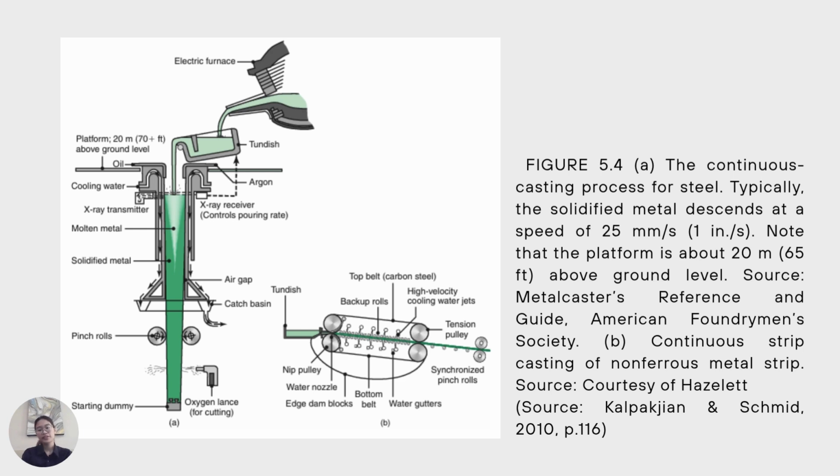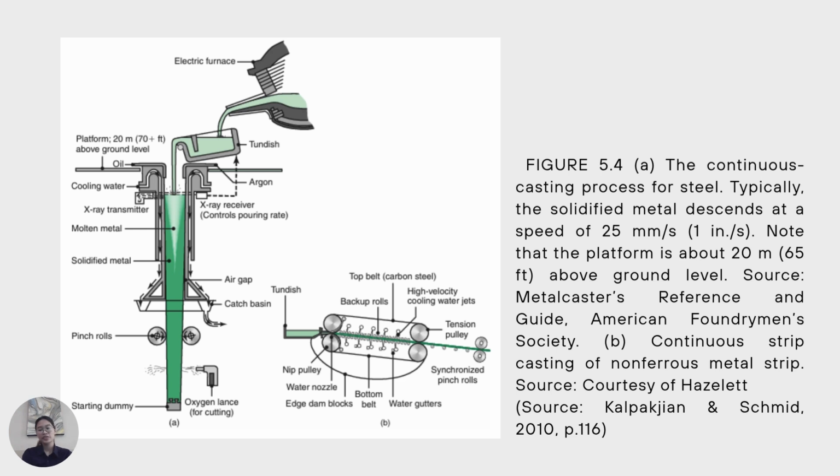On the right-hand side of the figure, we see additional equipment such as backup rolls, suction pulleys, and synchronized pinch rollers, which ensure the strand moves smoothly without cracking or bending. The X-ray receiver monitors the metal level in the mold, allowing precise control of the pouring rate.